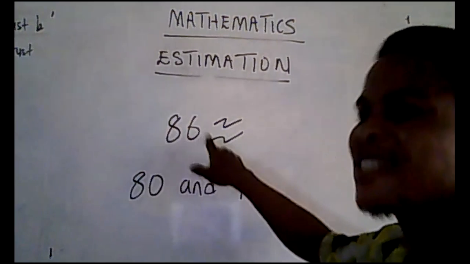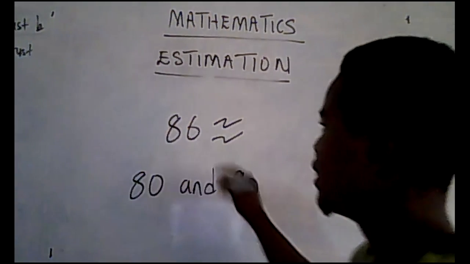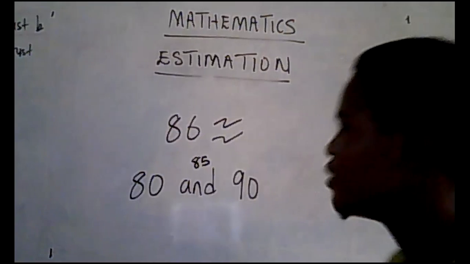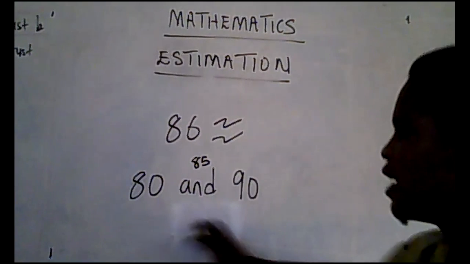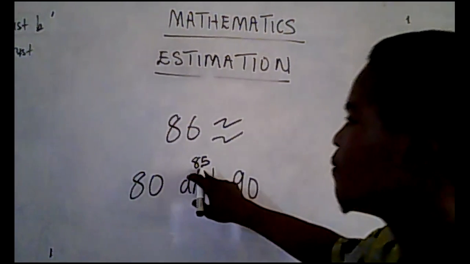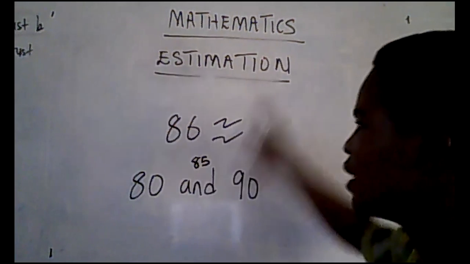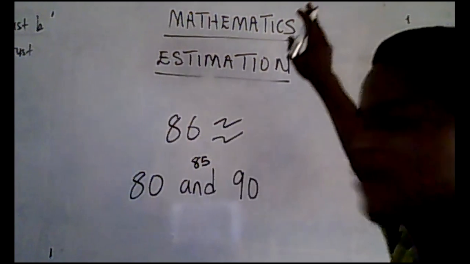Because this is 86, don't forget that the midpoint is 85. And anytime you are estimating, if the figure given to you is up to 5 or above, you are rounding up. Take note of that.